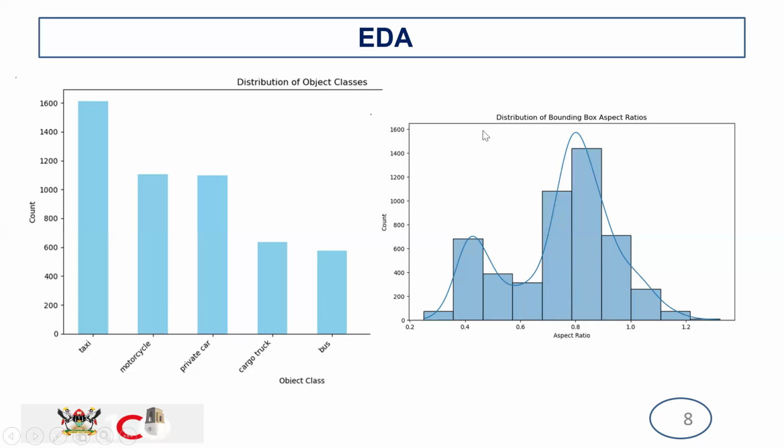Then I also looked at the distribution of bounding box aspect ratios, and I realized that over 1,400 bounding boxes had 0.8 aspect ratios, very few of them had over 1.2, and the majority lay between 0.2 and 1.